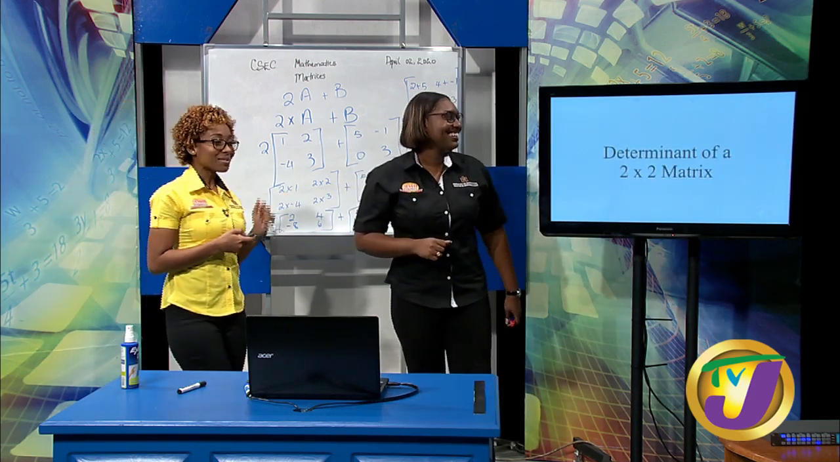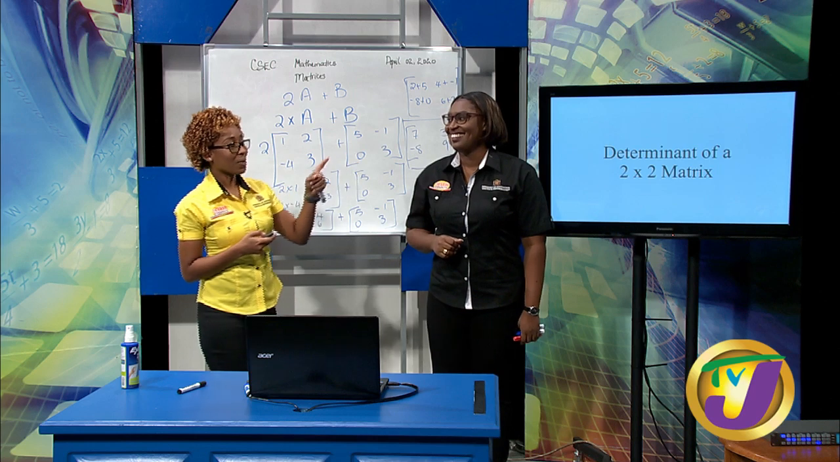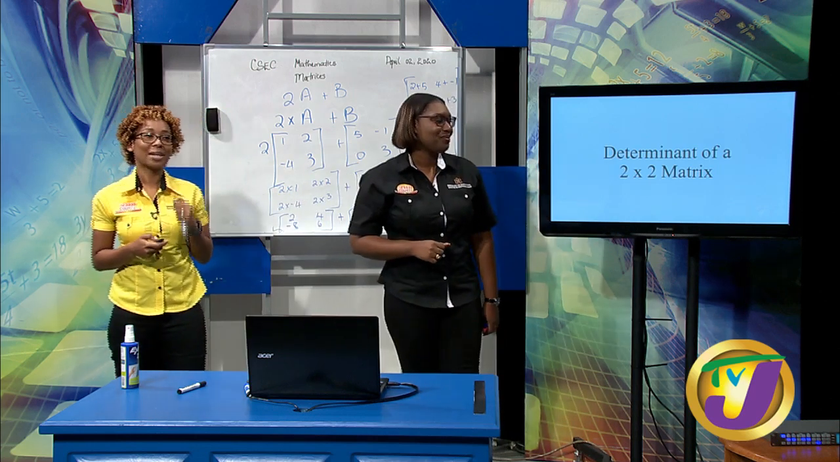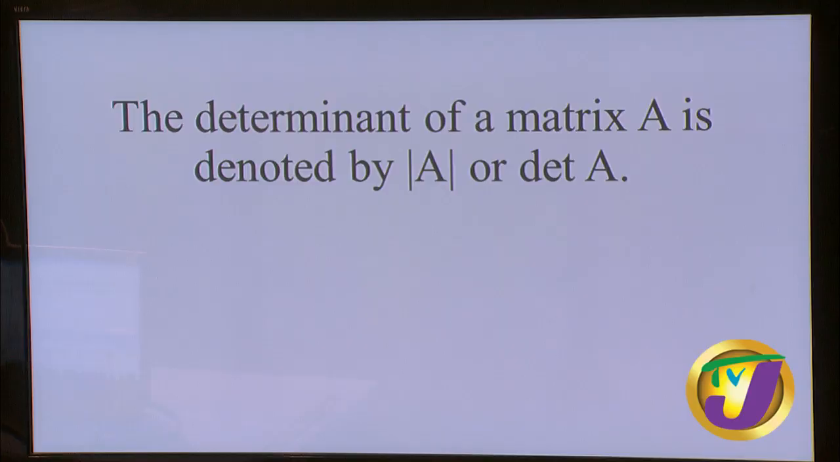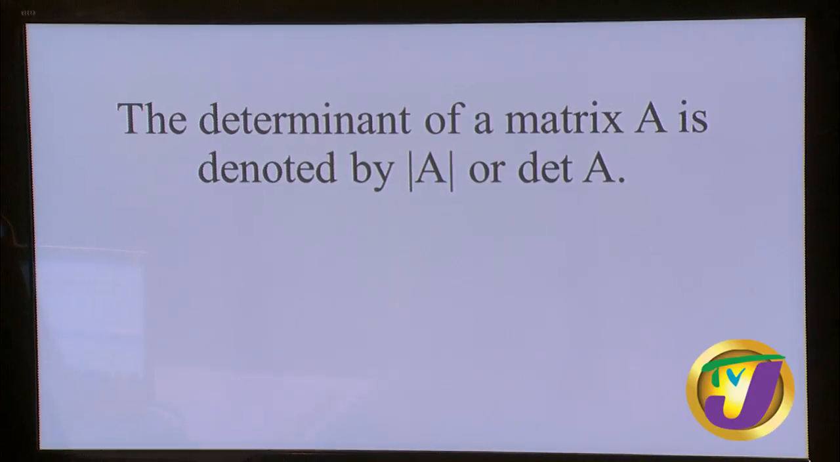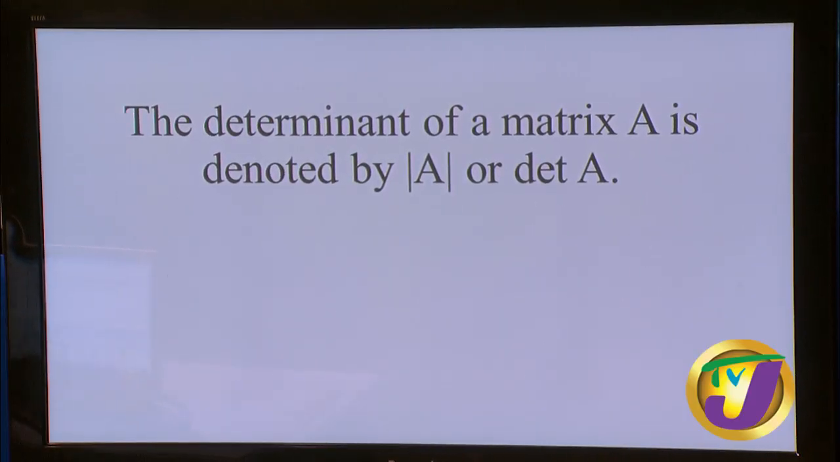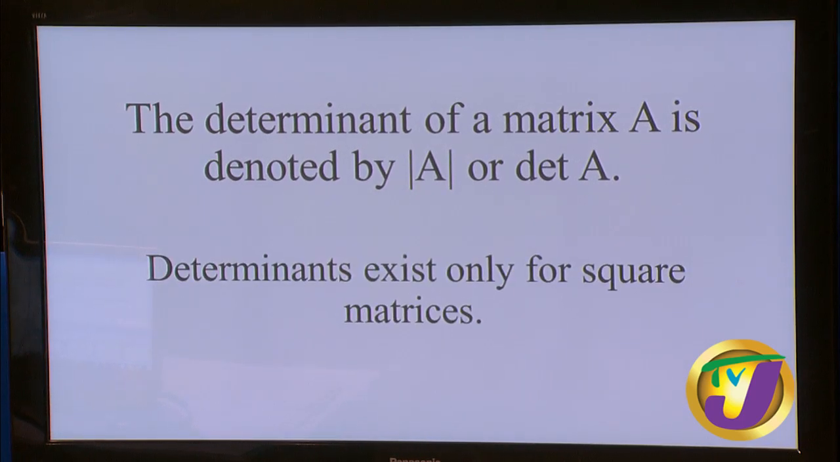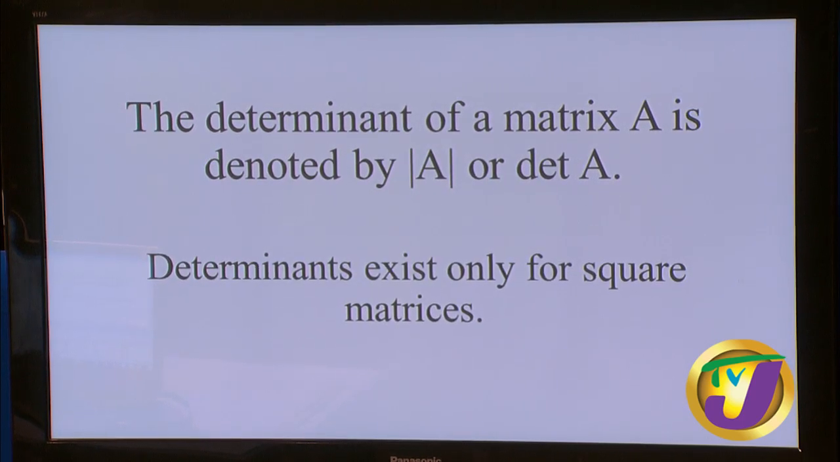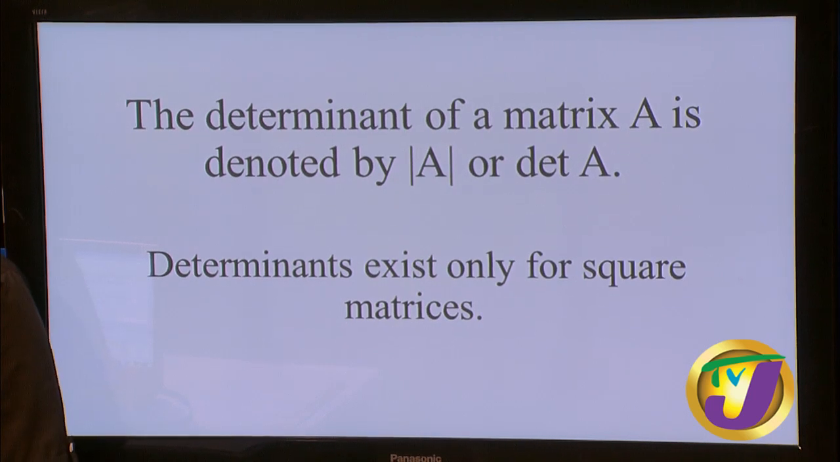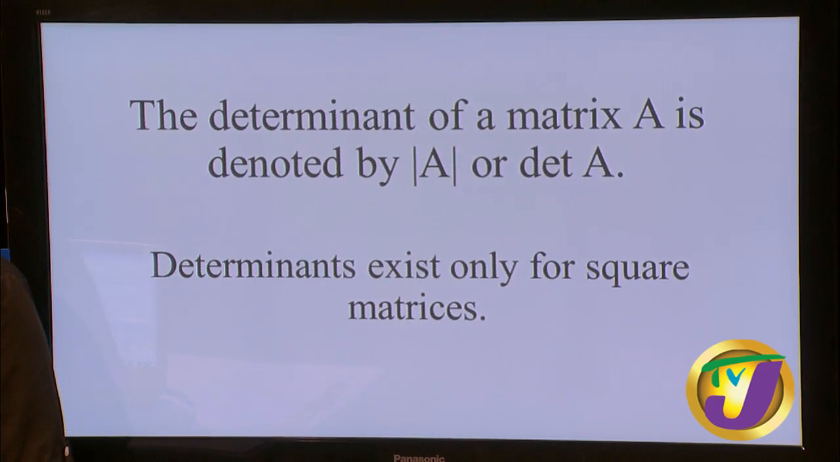All right, so based on what we have been doing so far, we are now going to be looking at the determinant of a matrix. The determinant of a matrix A is denoted by modulus A or det A. The determinant exists only for a square matrix. Square matrix? What are square matrices? Or what exactly is a square matrix?